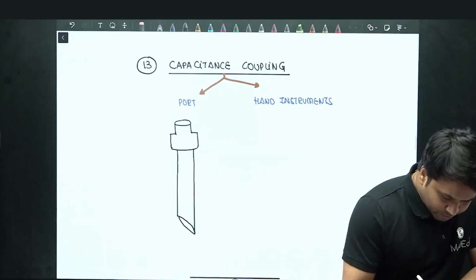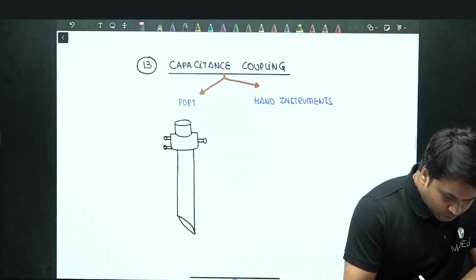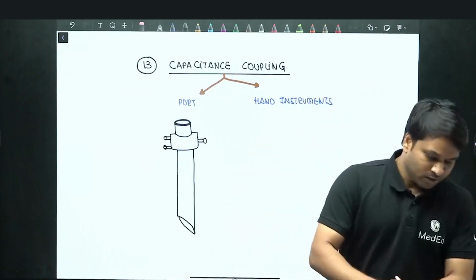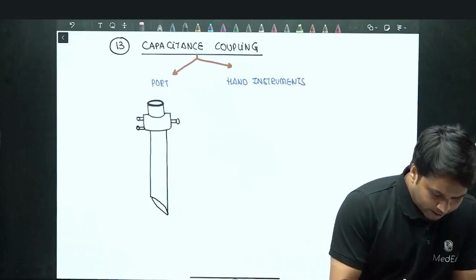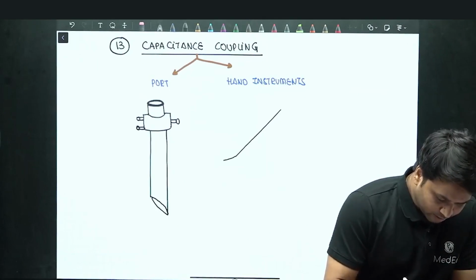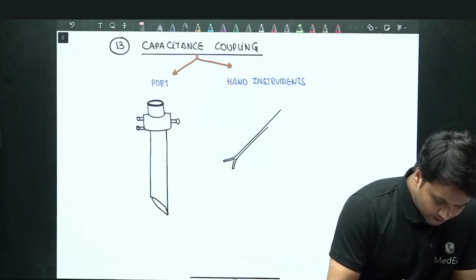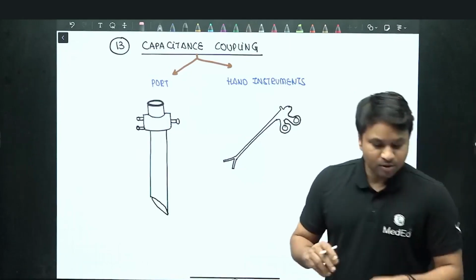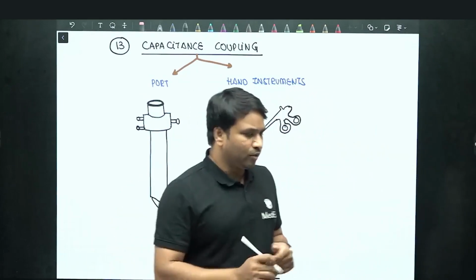So this gets positioned. This is how a port would look like. So you put your instruments through the port. And let's say you're talking about a handheld instrument, and let's say this is how a handheld instrument would look like. So basically you put your hands inside and this is the instrument that you're going to control.